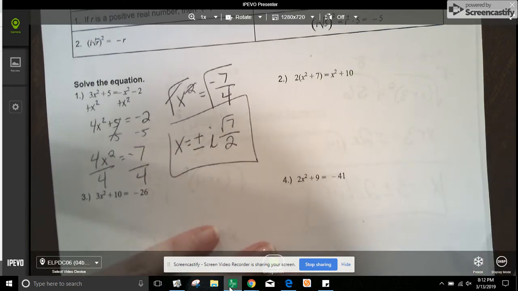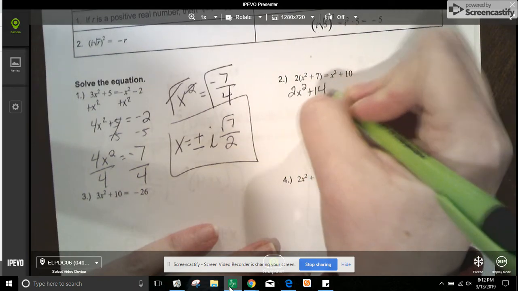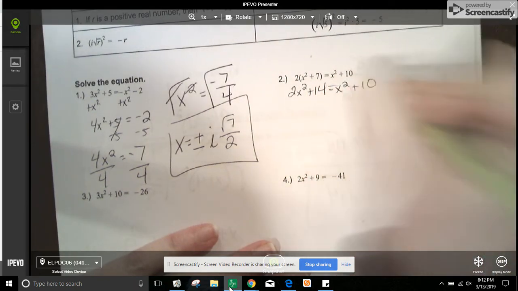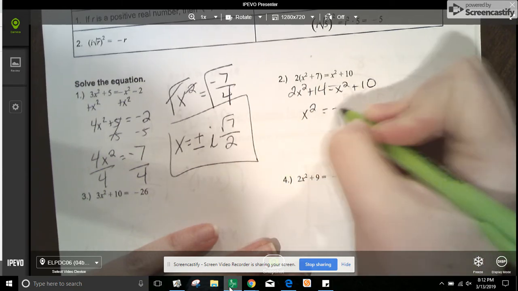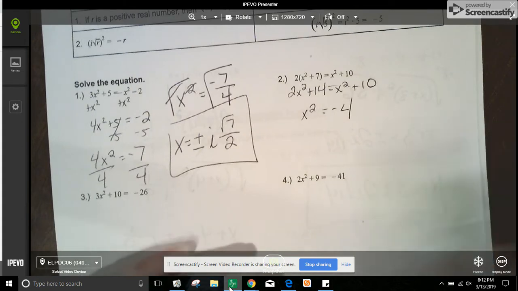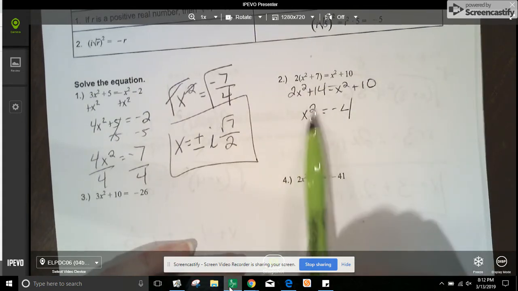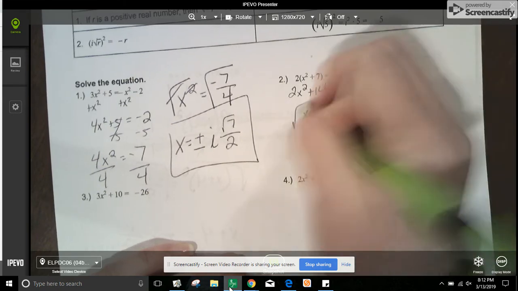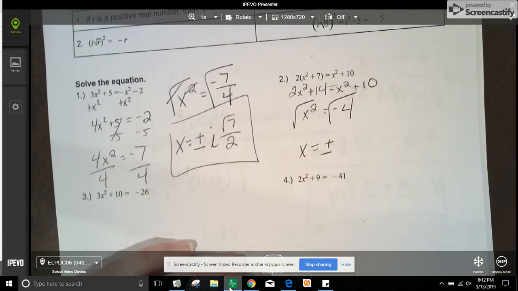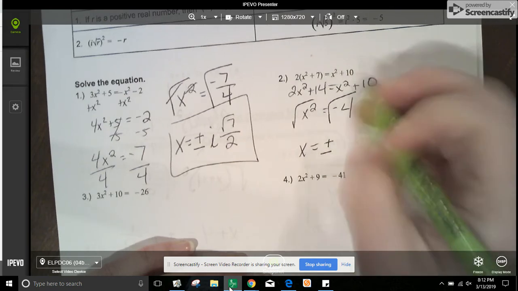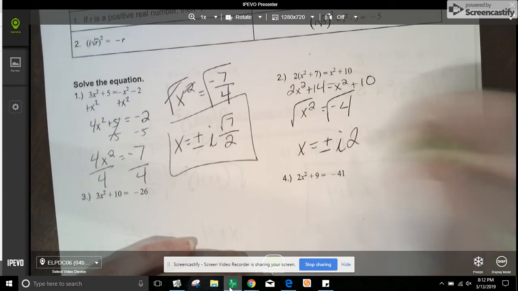So when we go to solve number 2, I'm going to distribute the 2 first. Combine all my like terms together. So when I subtract the 14 over, I get x squared equals -4. So then when I go to square root, I still get plus or minus. The negative comes out as i, and then the square root of 4 is 2.